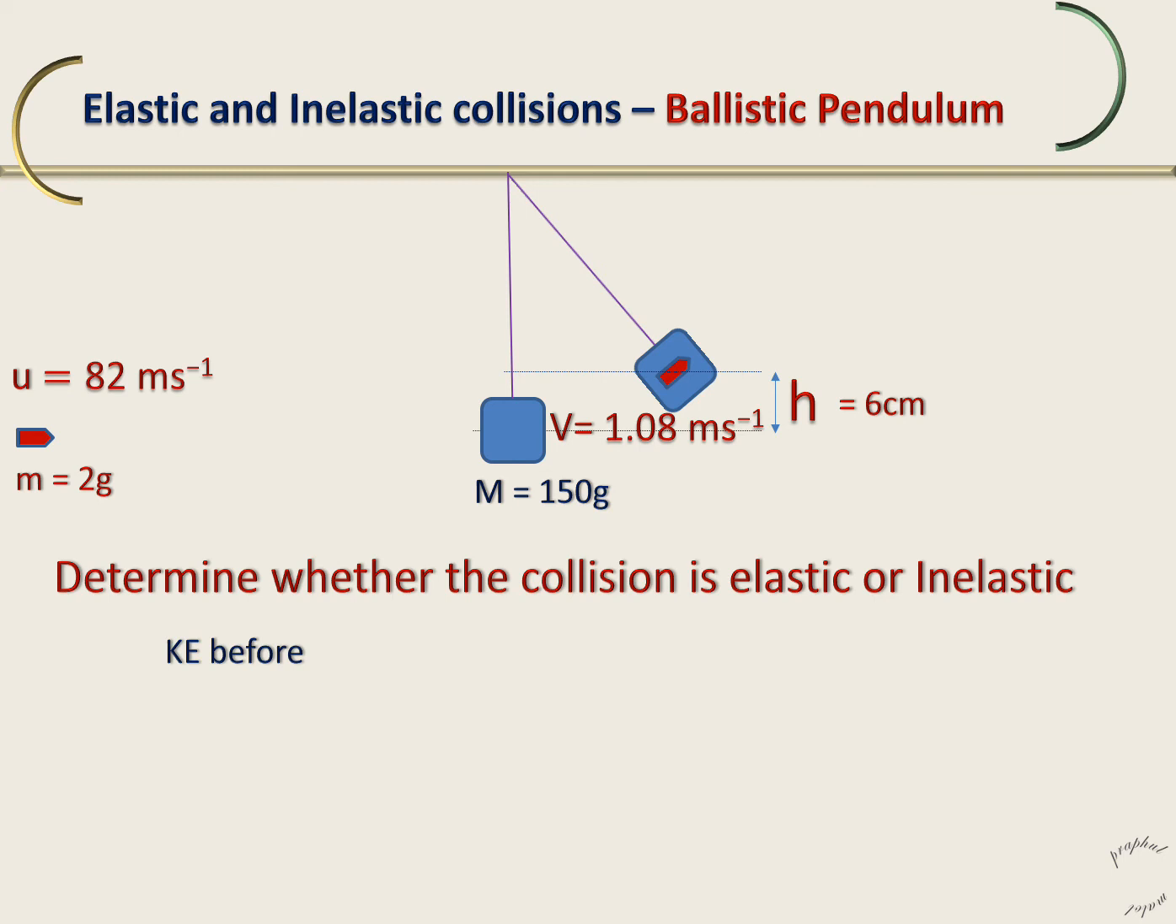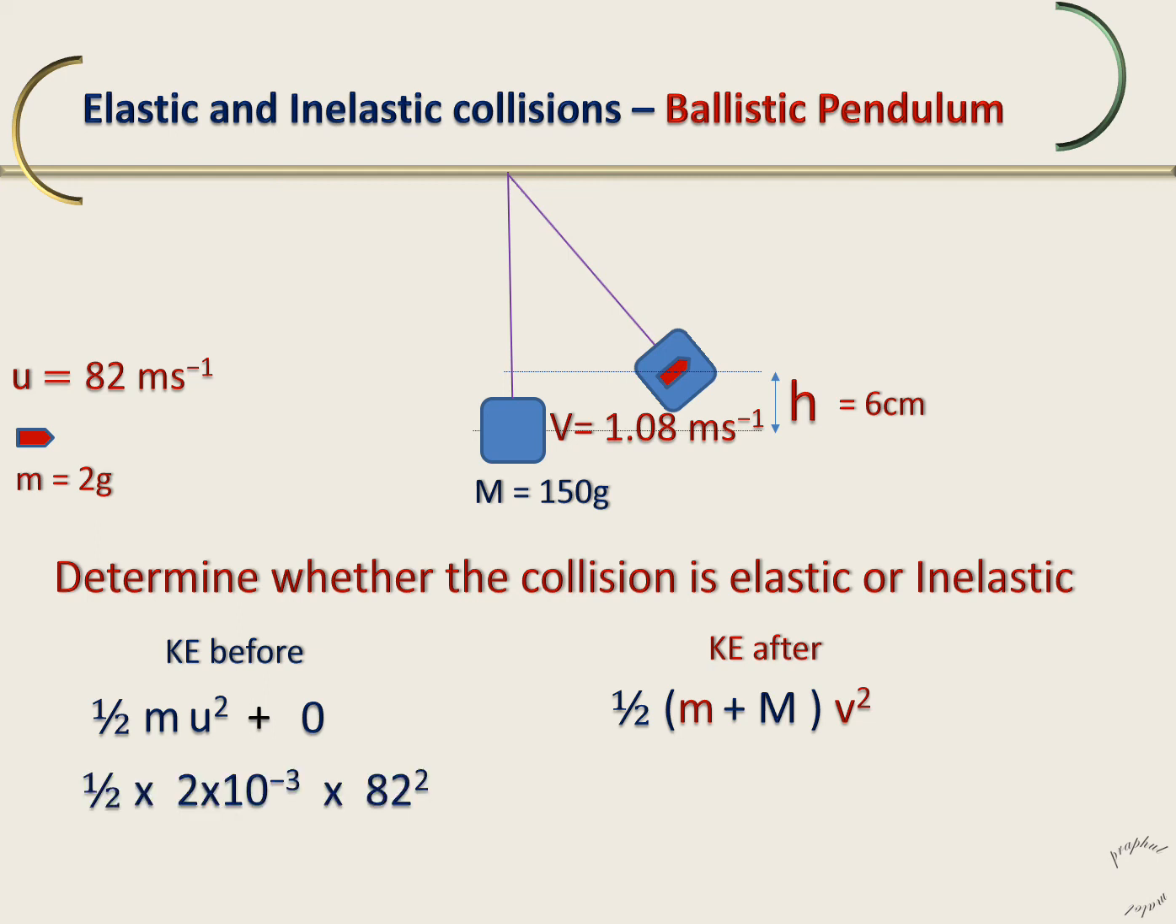So what I need is kinetic energy before and kinetic energy after. If they are equal, then it's elastic. Otherwise, inelastic. So let's find the kinetic energy before. Before, only the bullet was moving; the kinetic energy of the block is zero. But after, both bullet and block were moving together with a common velocity v. I'm substituting all the values, we have already calculated the mass, we know the speeds, and I got 6.7 joules. That was the kinetic energy of the bullet before collision.